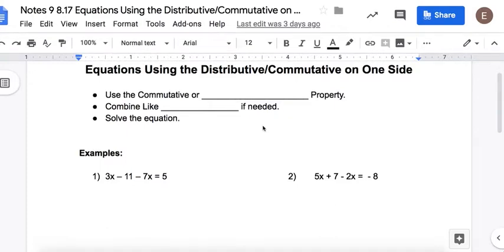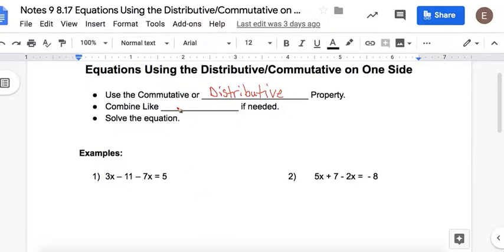Welcome to my video on equations using the distributive or commutative property on one side. So the first step in these types of problems would be to use the commutative or distributive property.